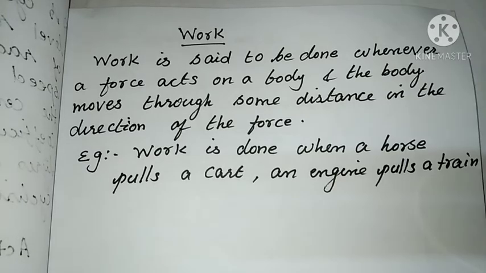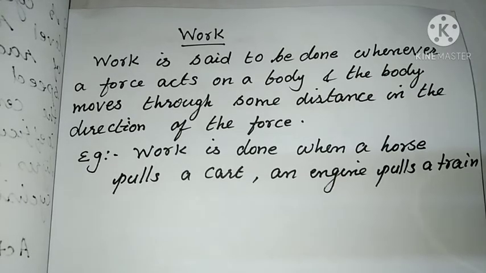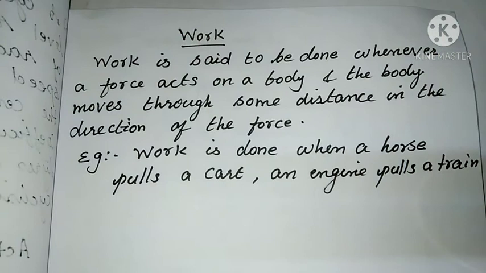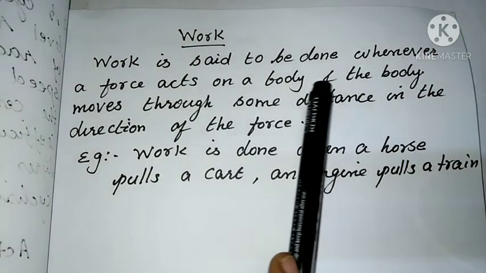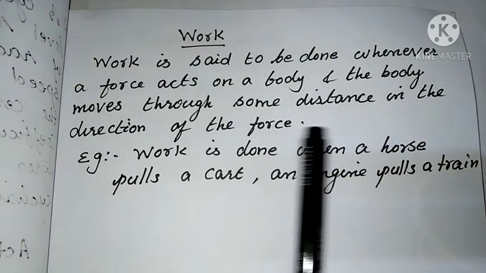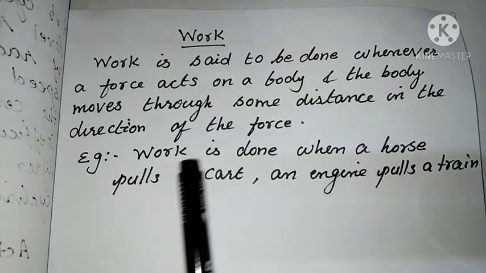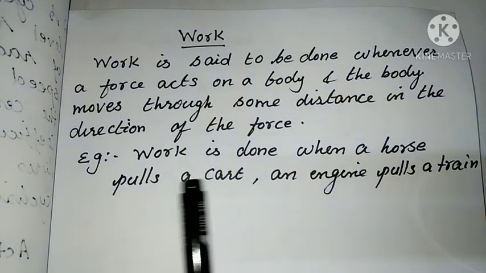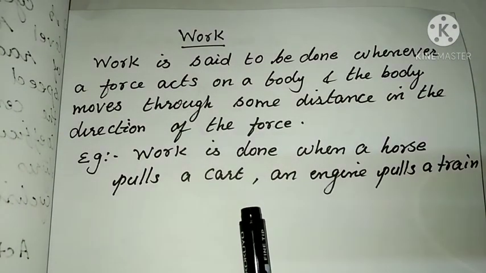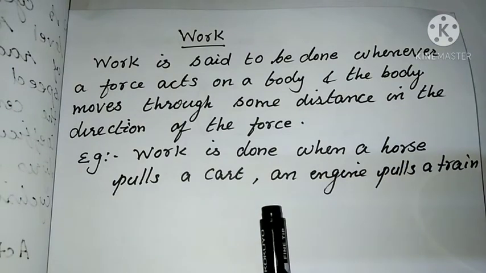Dear children, the first concept in the chapter Work, Energy and Power is work. You know that work is said to be done whenever a force acts on a body and the body moves through some distance in the direction of the force. Here, when work is done on the body, two conditions must be satisfied.